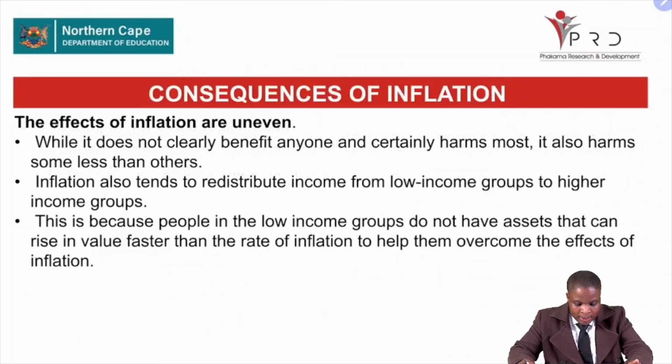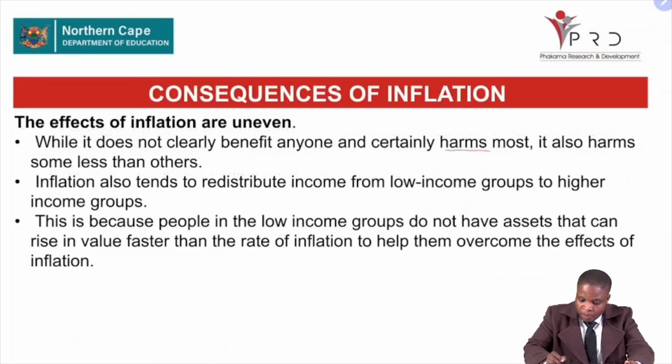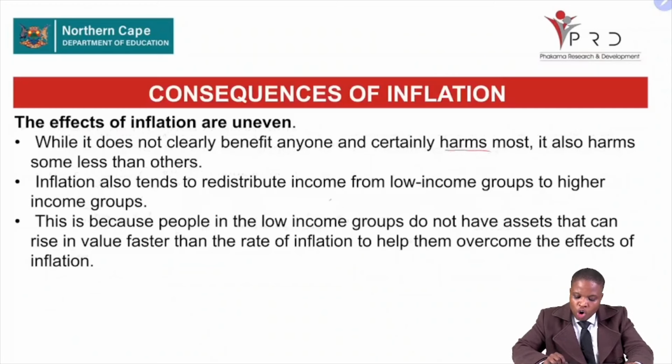While it does not clearly benefit anyone, it certainly harms most. It also harms some less than others. So inflation harms most people, but some are more disadvantaged than others. Inflation also tends to redistribute income from the lower earner groups to the higher income groups. Why? This is because people in the low income groups do not have assets that can rise in value faster than the rate of inflation to help them overcome the effects of inflation.